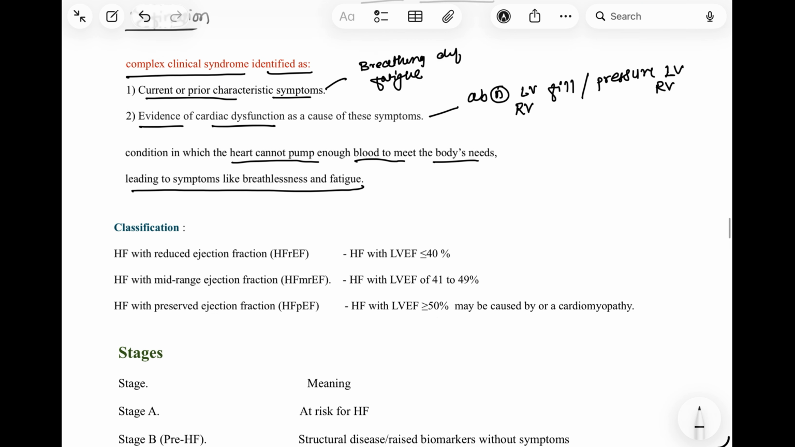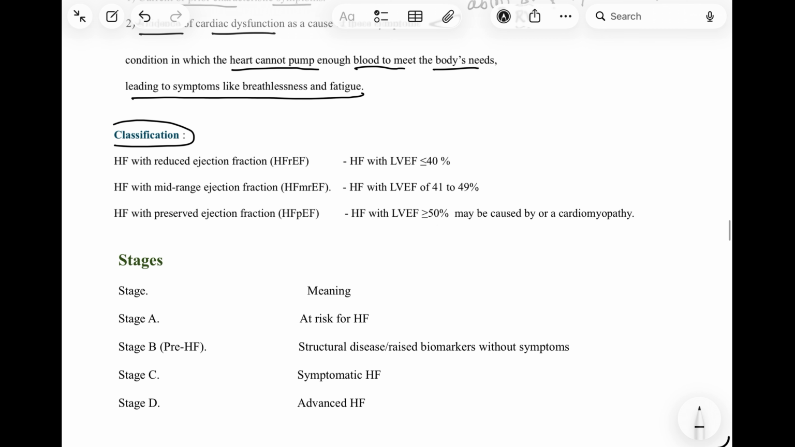Okay. Now remember, we classify heart failure depending upon the ejection fraction. According to ejection fraction, the classification of heart failure is into three parts. The first part is heart failure with reduced ejection fraction, in which the ejection fraction is less than 40%. The second one is heart failure with mid-range ejection fraction, in which the ejection fraction is around 41 to 49%. And the third one is heart failure with preserved ejection fraction.